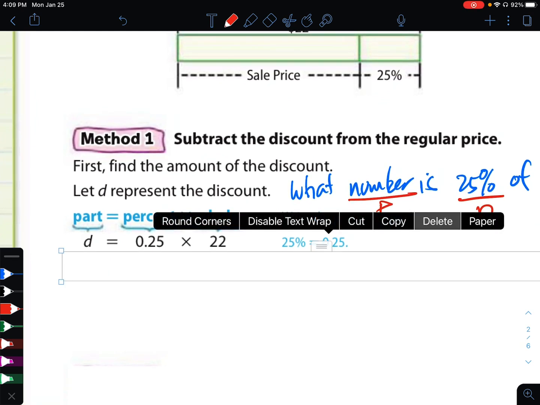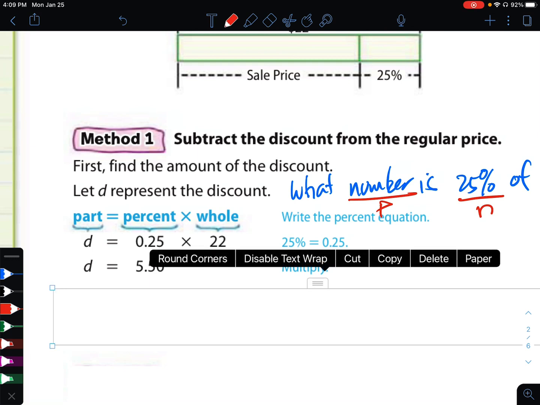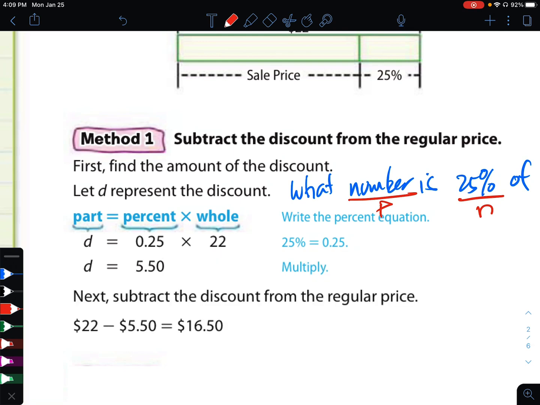Knowing that, we multiply 0.25 times 22, and we get $5.50. The next thing we need to do is subtract this amount from $22, the regular price, and we get $16.50.